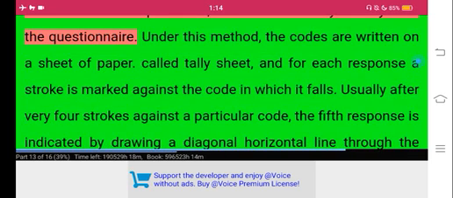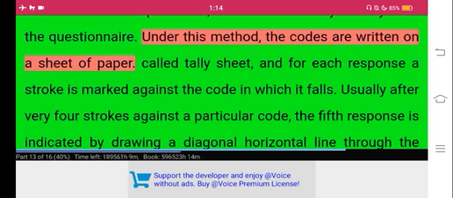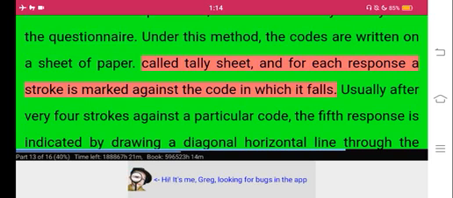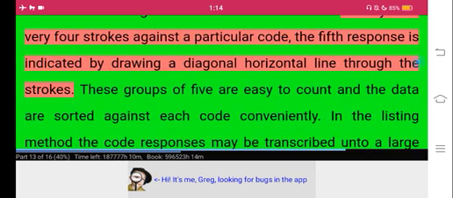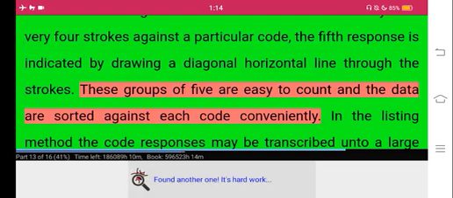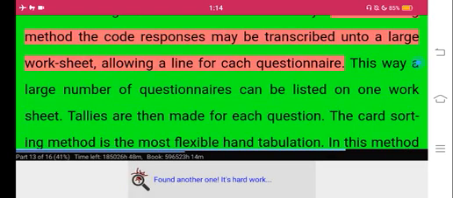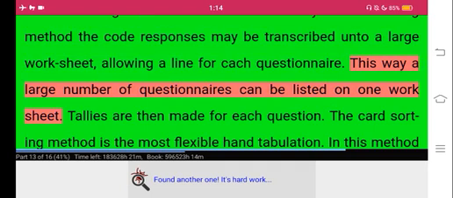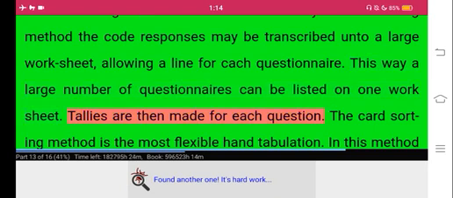When there are simple codes, it is feasible to tally directly from the questionnaire. Under this method, the codes are written on a sheet of paper called tally sheet, and for each response a stroke is marked against the code in which it falls. Usually after every 4 strokes against a particular code, the 5th response is indicated by drawing a diagonal or horizontal line through the strokes. These groups of 5 are easy to count and the data are sorted against each code conveniently. In the listing method, the code responses may be transcribed onto a large worksheet, allowing a line for each questionnaire. This way a large number of questionnaires can be listed on one worksheet. Tallies are then made for each question.